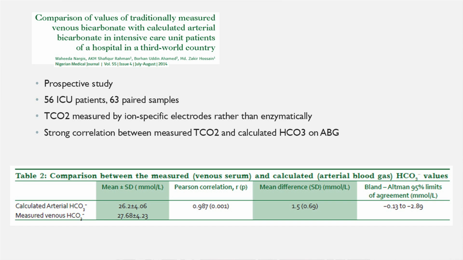Here, another study, 56 patients, 63 paired samples total. This one, the total CO2 was measured differently than how we measure it. We measure using enzymes. They were measuring using ion-specific electrodes, but again showed a strong correlation between the total CO2 and the calculated bicarb. You can see the correlation coefficient of 0.987 and mean of difference of only 1.5.